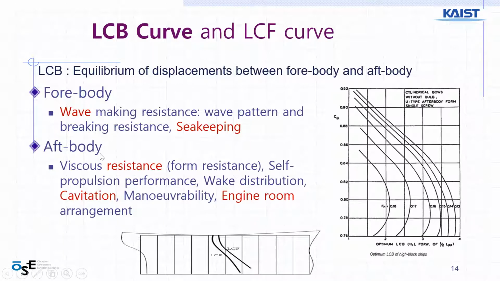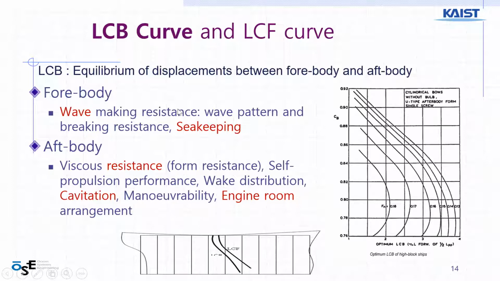And forebody and afterbody are the two sections of this ship. At the bottom, you see that. This is the front part, the forebody of the ship, and the afterbody of the ship. And the forebody is usually more slender than the afterbody because of the wave resistance. Waves are coming from the front, and also the engine is located in the back, so the afterbody is usually full.